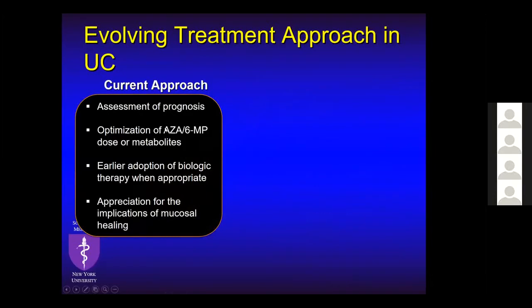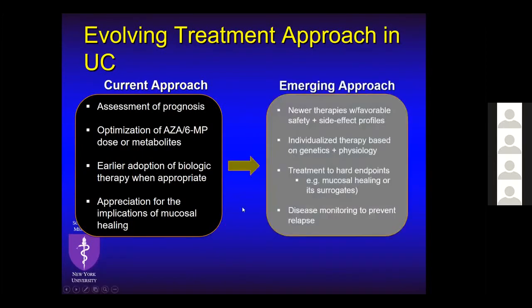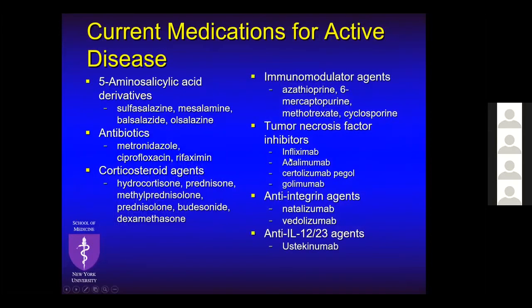While the current approach was you assess their prognosis and then you would say, maybe we'll start earlier with a biologic, the emerging approach is that you're going to give them harder drugs earlier, tailored to their particular side effect profile. And these are all of the current active medications that people are using for this disease. Instead of just the corticosteroids, they're moving on to the immunomodulators and TNF alphas.